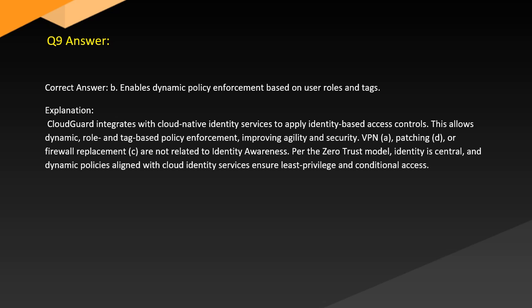Answer. Correct answer: B. Enables dynamic policy enforcement based on user roles and tags. Explanation. CloudGuard integrates with cloud-native identity services to apply identity-based access controls. This allows dynamic role and tag-based policy enforcement, improving agility and security. VPN (A), patching (D), or firewall replacement (C) are not related to identity awareness. Per the Zero Trust model, identity is central. Dynamic policies aligned with cloud identity services ensure least privilege and conditional access.